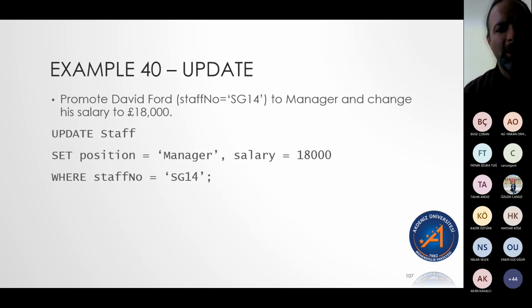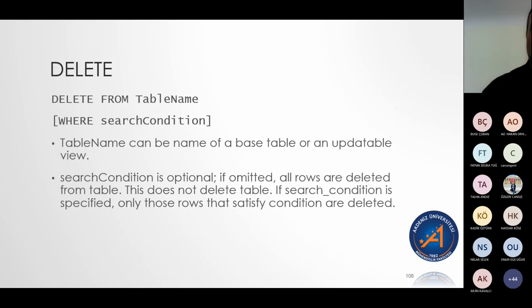Okay. We can also update more than one column at once. We can say update the staff table, set the position to manager and the salary to 18,000 for a particular staff number. Okay, so any row in the table where the staff number is this value, SG14, the position will be manager, the salary will be 18,000. Okay. So that's how you update. That's the basics of how you update a row.